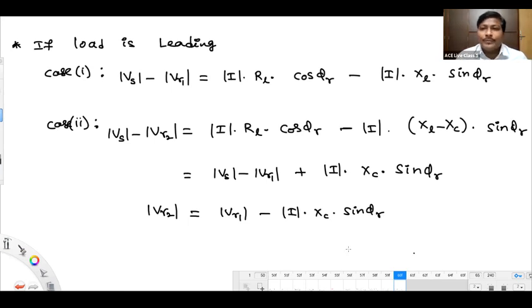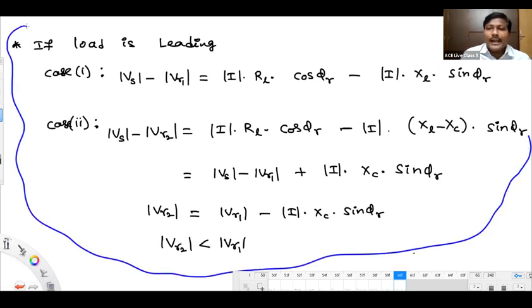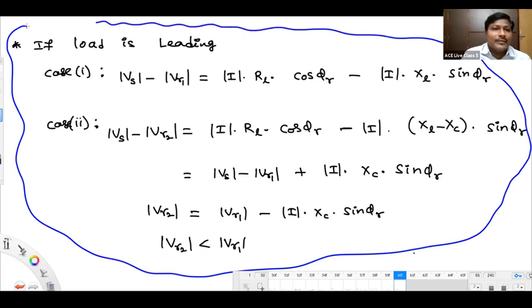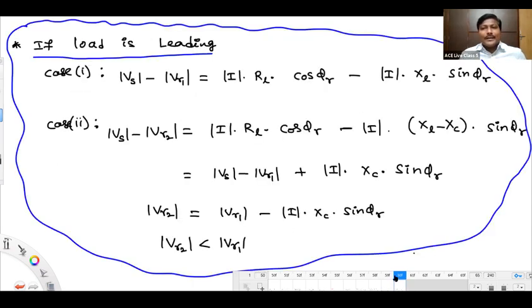All of you getting this? |Vr2| equals |Vr1| minus I Xc sin phi r. There you can observe that Vr2 is less compared to Vr1. So if the load is leading in nature, there is a fall in the receiving end voltage magnitude after adding the series capacitor. And if the load is lagging in nature, there is a rise in the receiving end voltage magnitude after keeping the series capacitor. I think all of you have understood these statements. Is it clear, all of you?